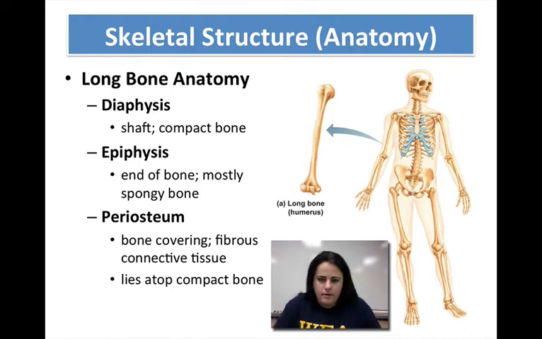And then the last thing is there is a thin membranous covering of connective tissue that surrounds bones called the periosteum. Think of a piece of thin plastic that's wrapped around something, and that's what the periosteum is. The word literally means around a bone. This fibrous connective tissue just lies on top of the compact bone. And there are live cells within that as well.